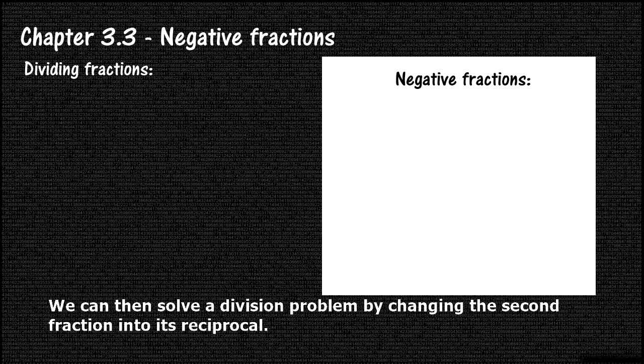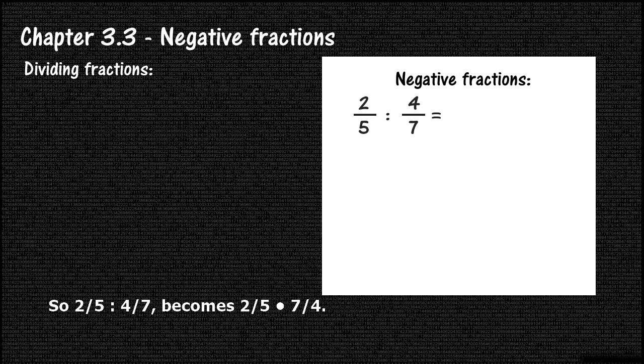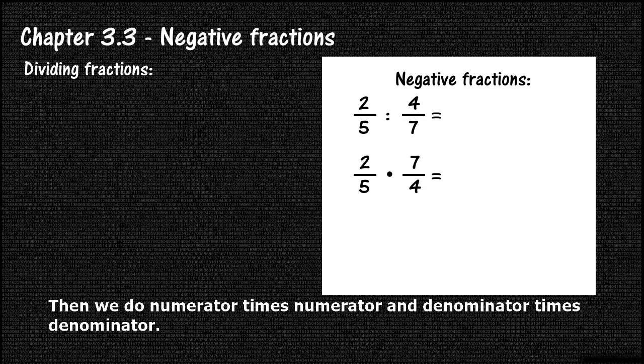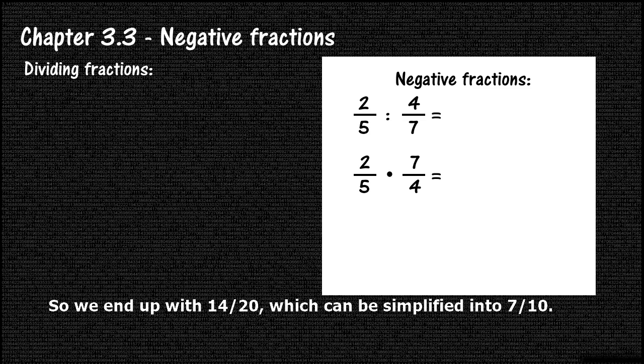We can then solve a division problem by changing the second fraction into its reciprocal. So 2 over 5 divided by 4 over 7 becomes 2 over 5 times 7 over 4. Then we do numerator times numerator and denominator times denominator. So we end up with 14 over 20, which can be simplified into 7 over 10.